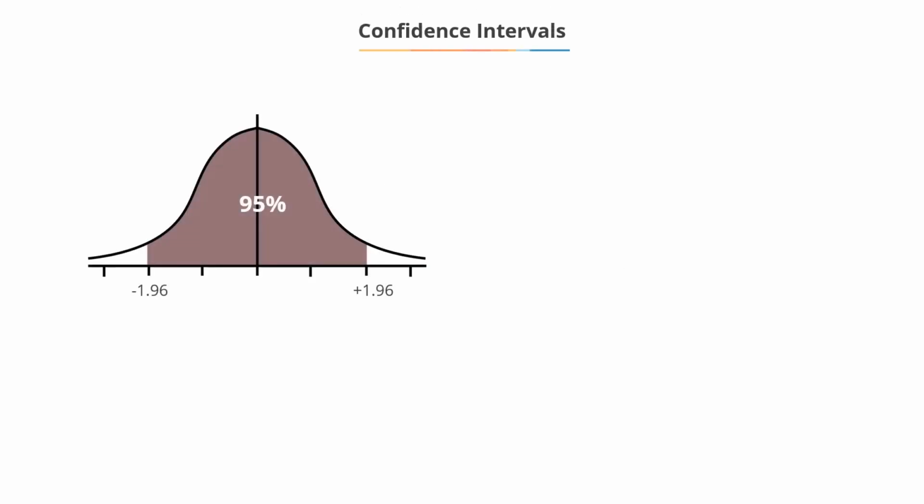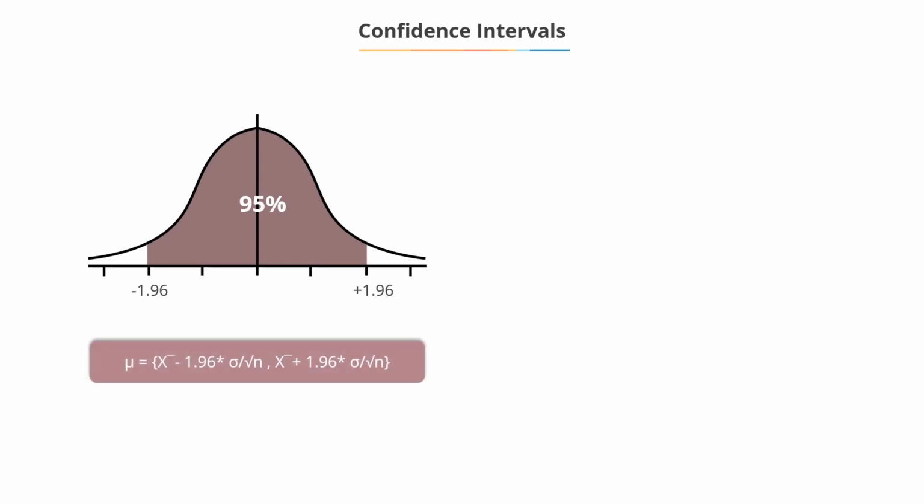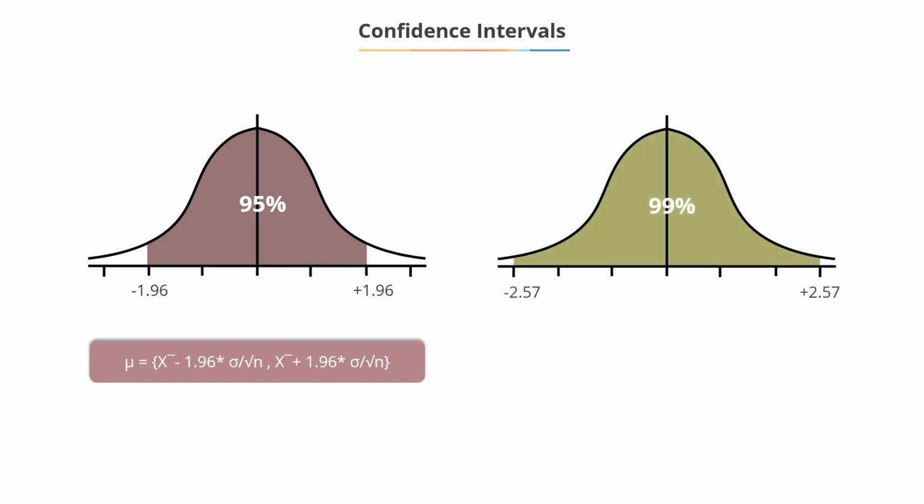Thus, a 95% confidence interval for mu is x bar minus 1.96 multiplied by sigma by square root n, x bar plus 1.96 multiplied by sigma by square root n, and a 99% confidence interval is x bar minus 2.57 multiplied by sigma by square root n, x bar plus 2.57 multiplied by sigma by square root n.